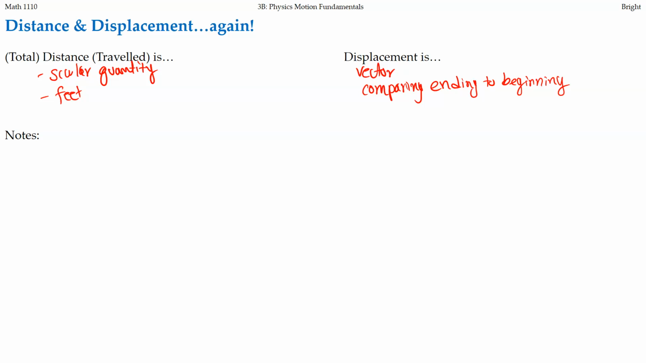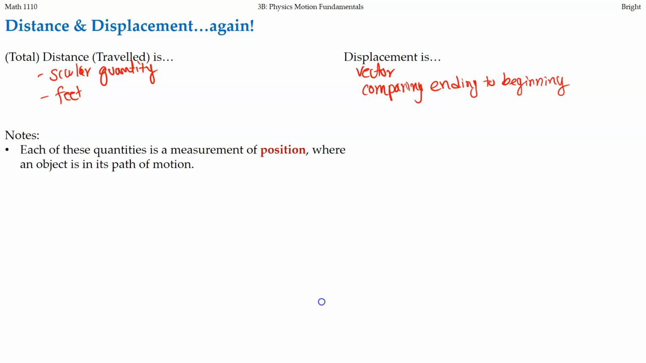Some notes with all this: both of these quantities are really measurements of position, just describing where a path is in its motion. In one we care about only the beginning, the ending, and the direction. In the other we care about every bit of space that we've moved through in our entire journey. And the units for both of these are feet or meters, whatever prefix you want to add to those if you're in the metric. So just be aware of that.